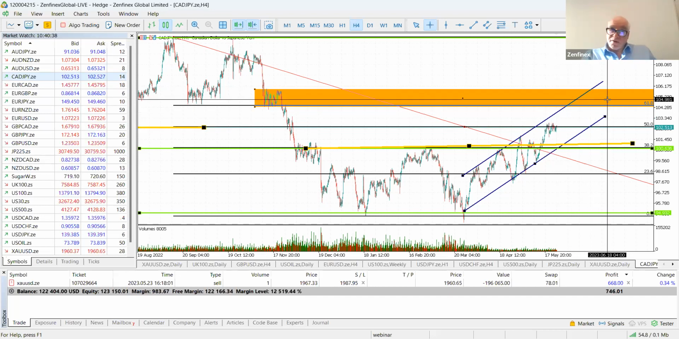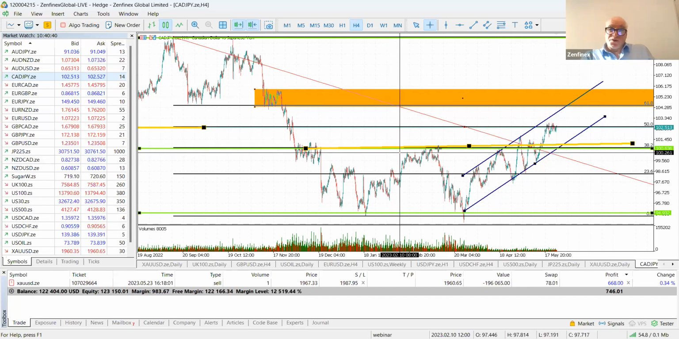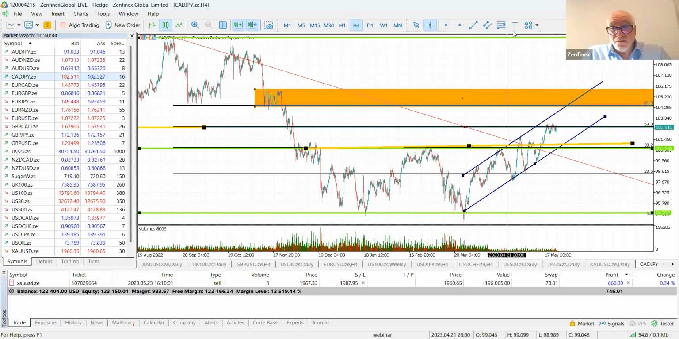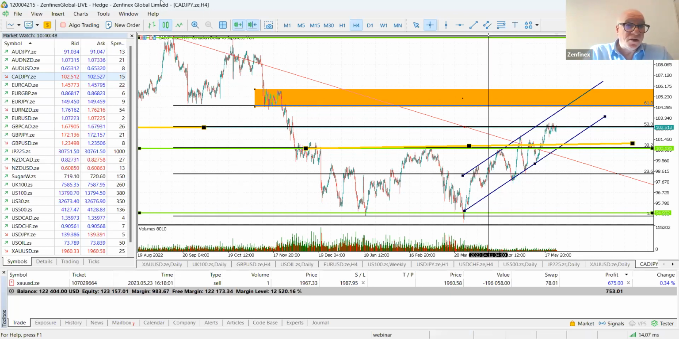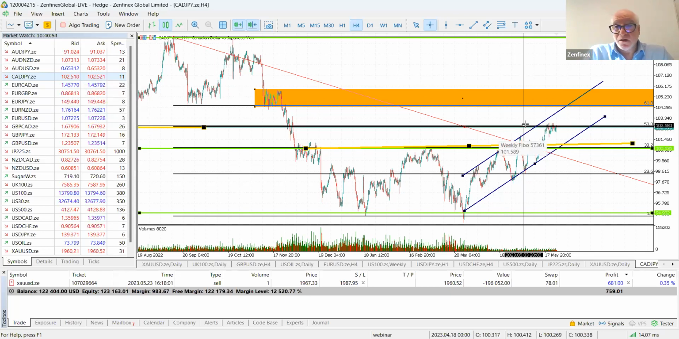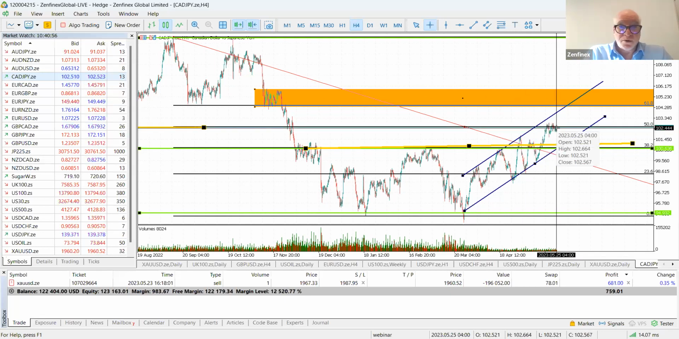Okay, so anyway, upward channel, lots of support resistance being broken, very, very clear chart patterns, very, very easy to see this. I don't trade the CAD JPY, but it's just behaving in a completely predictable manner.